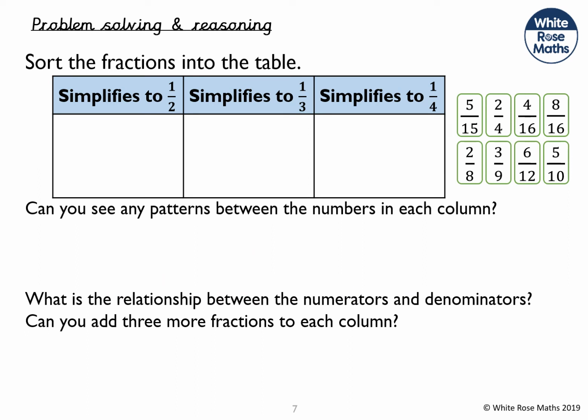Okay, sort the fractions into the table below. So you need to look at the fractions on the right hand side and put them into either halves, thirds or quarters. And then it wants to see if you can see any patterns between the numbers in each column, and then what's the relationship between the numerators and denominators. And finally, it wants you to add 3 more fractions of your own to each column. Off you go.